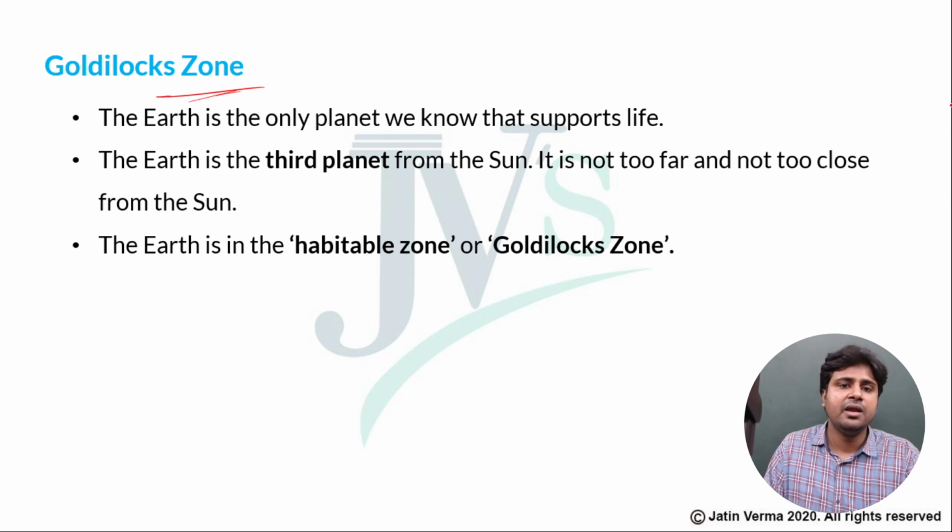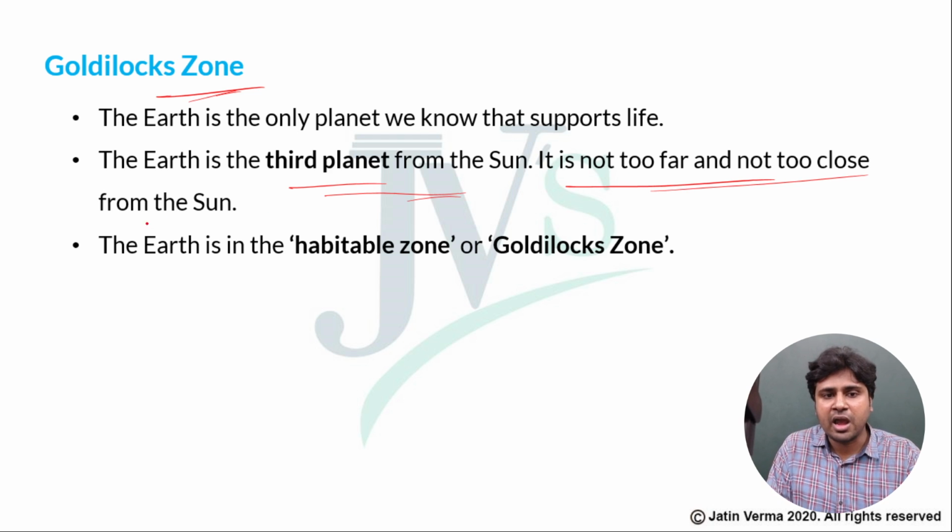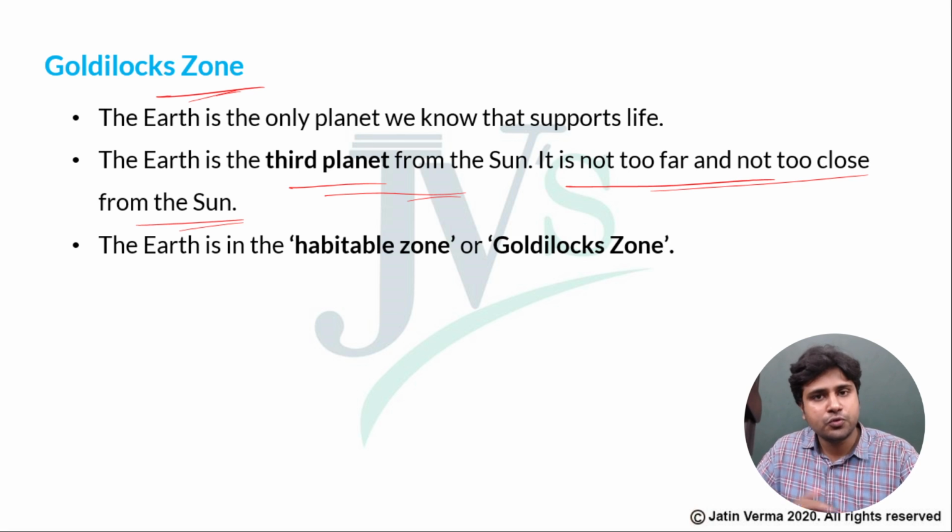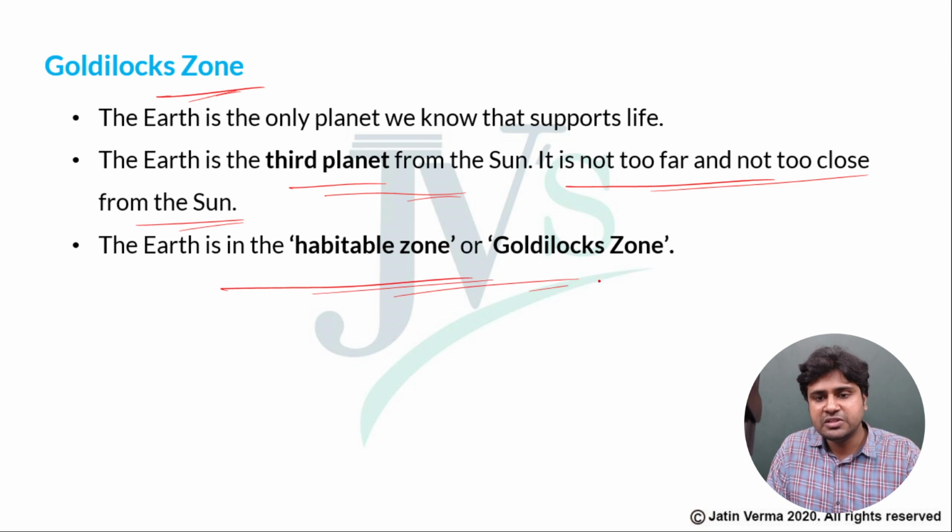Why? The Earth is the third planet from the Sun, and it is not too far and not too close. If the Earth is very far away from the Sun, then Earth would be very cold and life cannot exist. If the Earth is very close to the Sun, then the Earth would be very hot and again life cannot exist. So the Earth is not too far, not too close. It is at a perfect spot from the Sun. So the Earth is in the habitable zone or Goldilocks zone. So what is this Goldilocks zone?